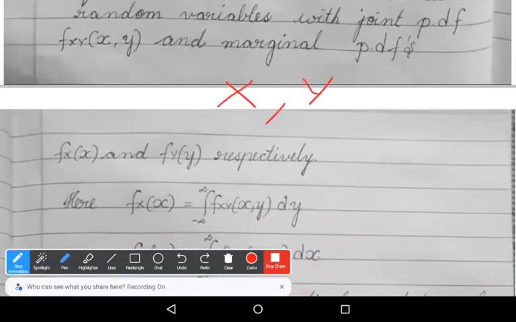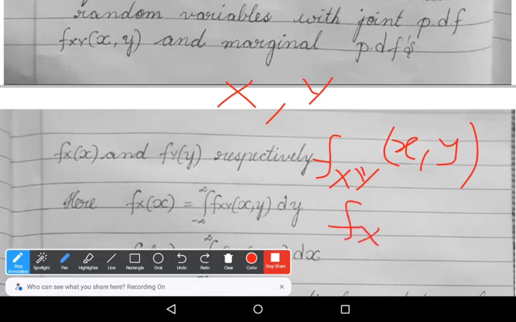Capital X comma Y are continuous random variables with joint PDF fxy. This symbol represents fxy of X comma Y, the joint PDF of the variables X and Y. And fx of X represents the marginal PDF of the random variable X, and fy of Y the marginal PDF of the variable Y.